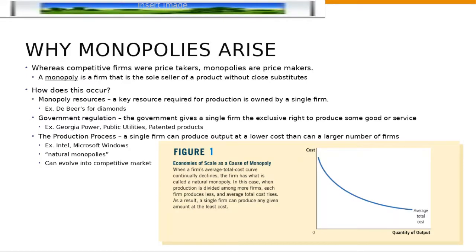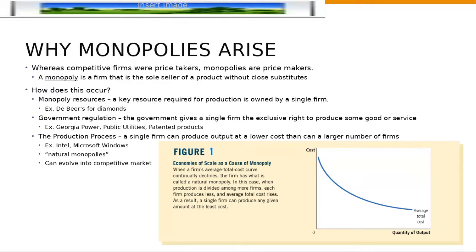How does this occur? Well, monopolies have a few resources at their disposal. Monopoly resources: monopolies have gained control over a key resource required for production. So they're the single firm and they own that resource. An example of this is De Beers for diamonds. If you've ever heard of the Rhodes Scholarship or Cecil Rhodes, he is the guy that created De Beers. De Beers is basically the sole release of diamonds on the marketplace. They project how many diamonds they think are required for the next year, and they release that amount on the market.